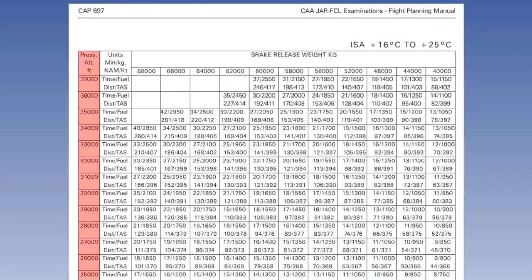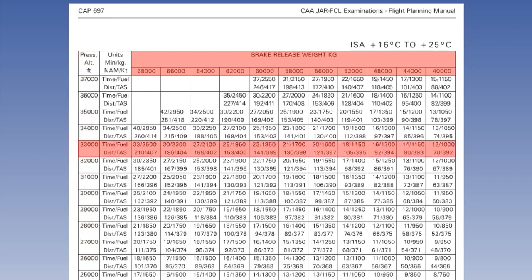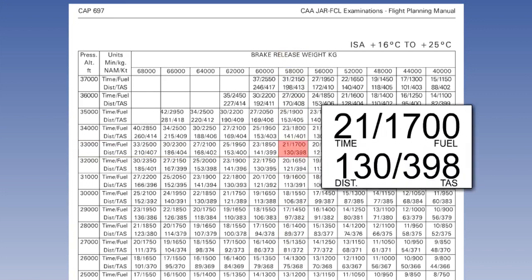To extract the information for the climb, select the table giving the required ISA deviation range. Then enter at the left-hand column with the top of climb pressure altitude. From the selected altitude, move right to intercept the brake release weight, which is shown at the top of the table. Interpolation between the weights may be necessary. From the intersection of the altitude and brake release weight, the time, fuel, distance and true airspeed can be read. The order in which these figures are read is shown in the units column at the left.